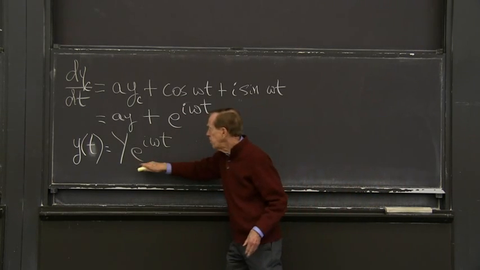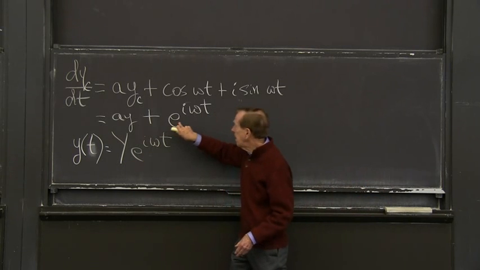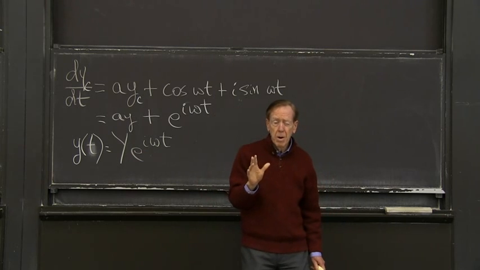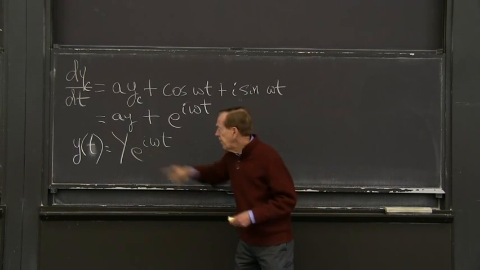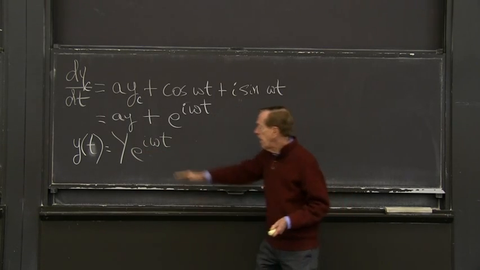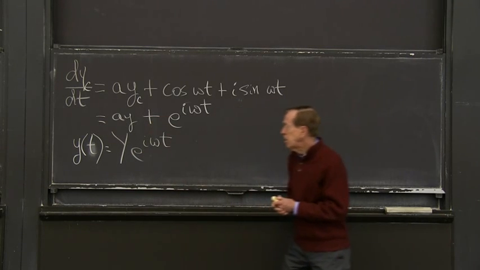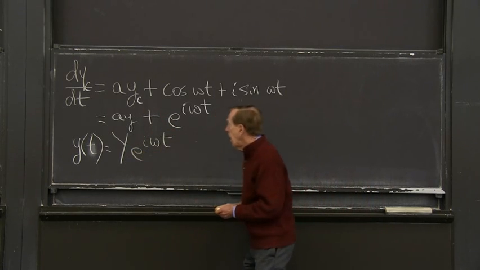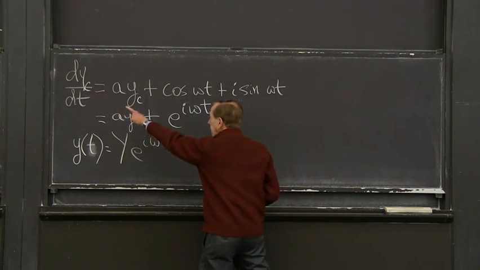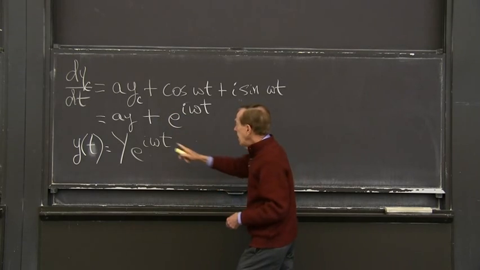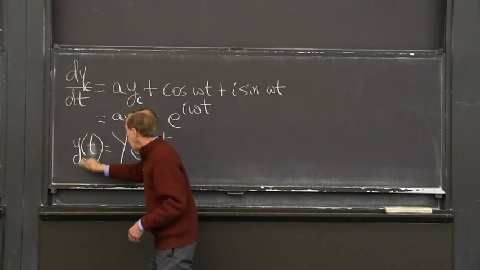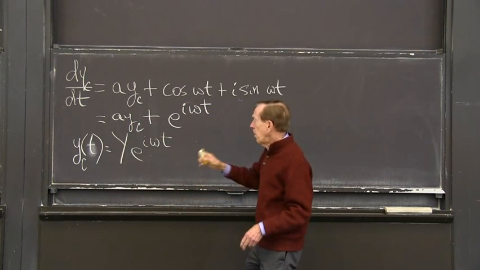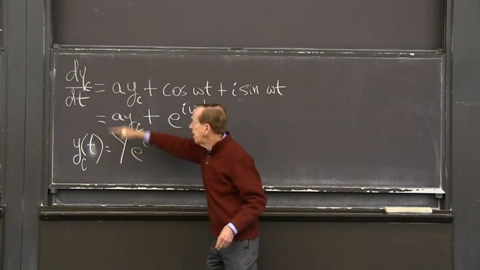So I look for a solution of this with that same e to the i omega t, and it's got some factor, capital Y, that we have to find. And we find that by substituting this into the equation, and then we learn what this capital Y is. So let me put that in. The left side is still going to be our complex solution. It's still complex. So I put this into the equation.